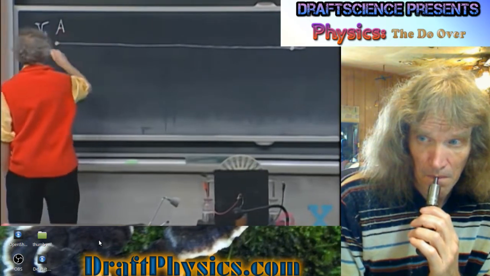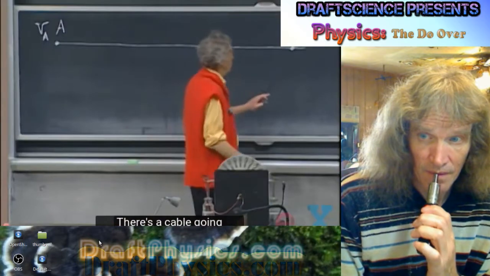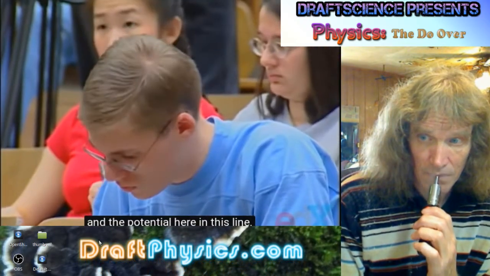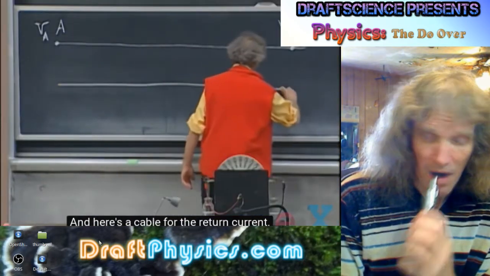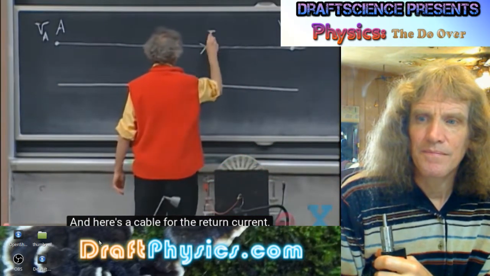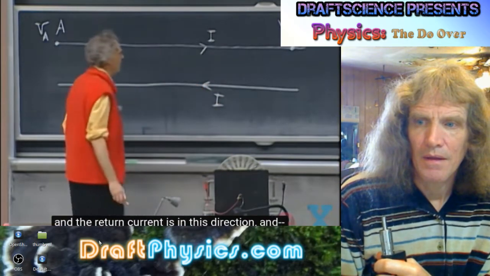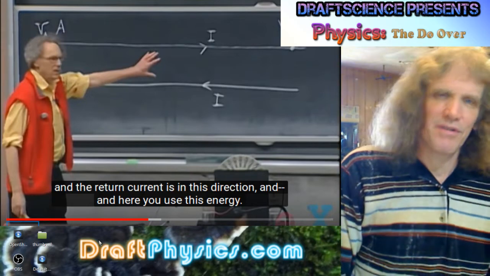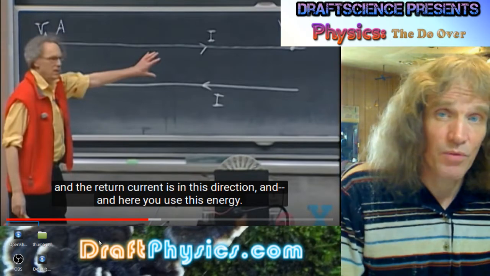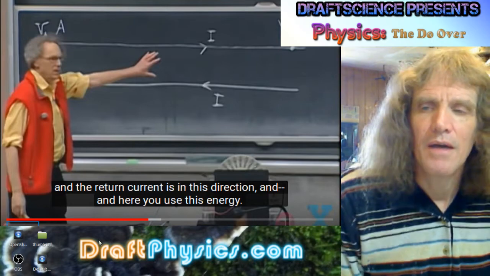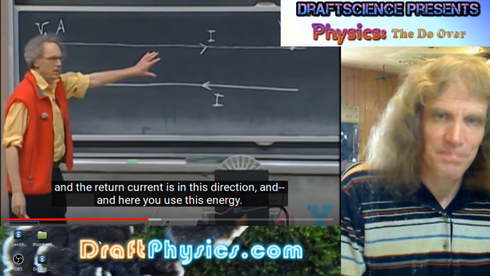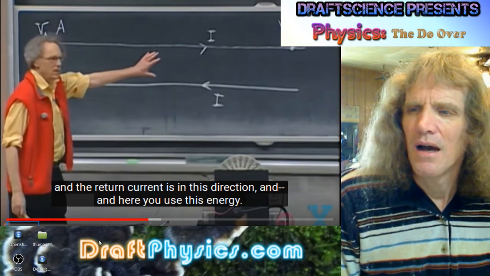And A is the location of the power station. This could be 1,000 miles, the distance. There's a cable going from the power station to us. And the potential here in this line is V_op. And here's a cable for the return current. So the current goes like this. And the return current is in this direction. And it's just a plus minus wire. Obviously return is kind of a dicey word in the sense of alternating current. But anyway, because they both are pushing and pulling, or whatever you want to say.